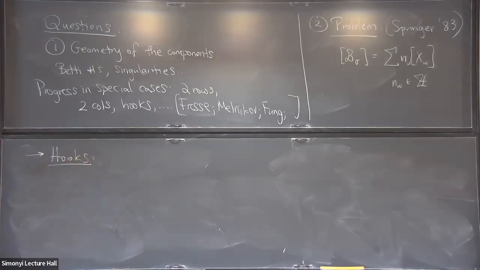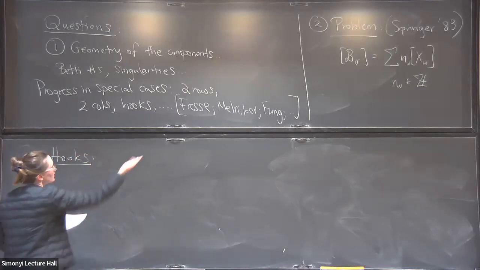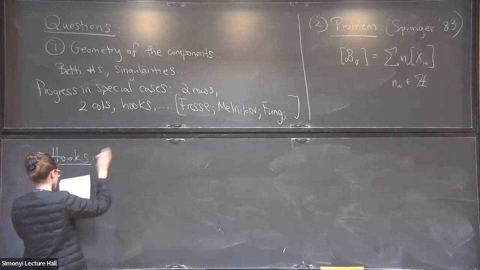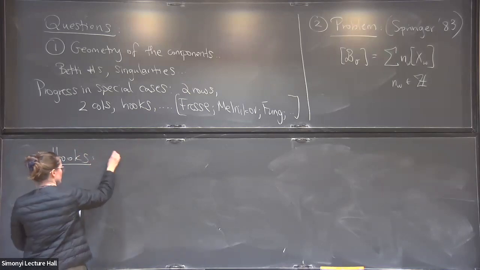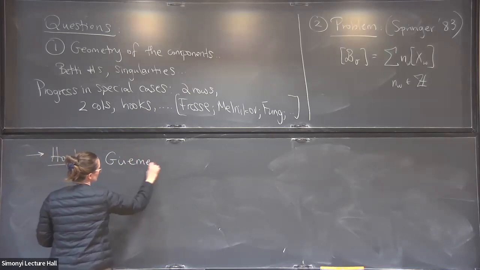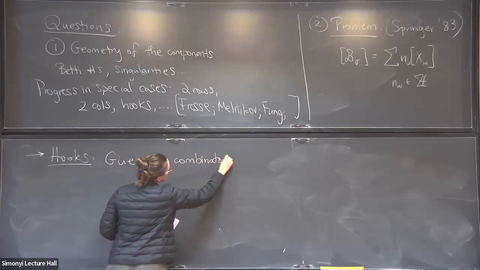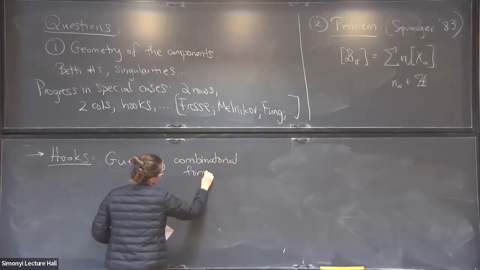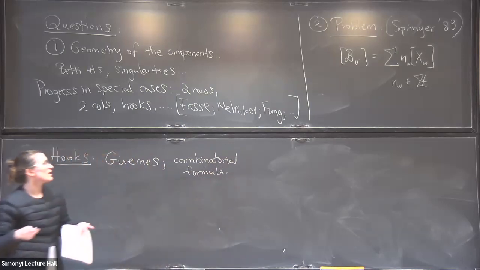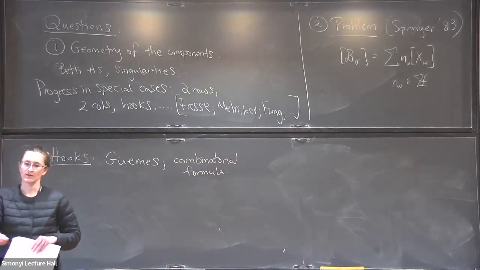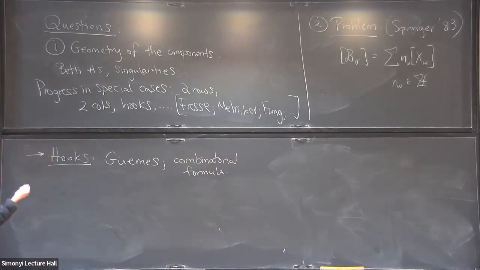Hooks is one case where we know almost everything you might want to know about components of Springer fibers. And in this case, there is a combinatorial formula that answers this problem for Springer fibers. That's in work of Yost. In particular, this formula enumerates certain tableaux and uses the information of the tableau to get a permutation. So it gives you a way of generating the answer.